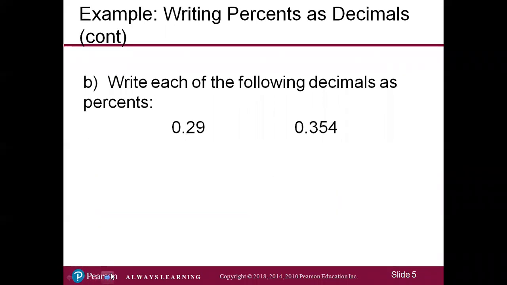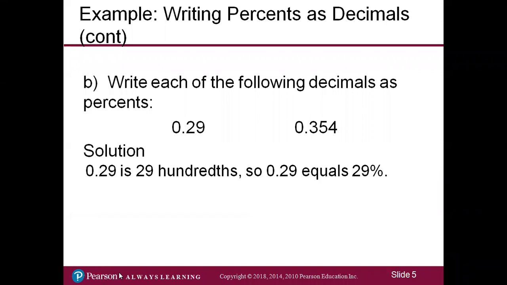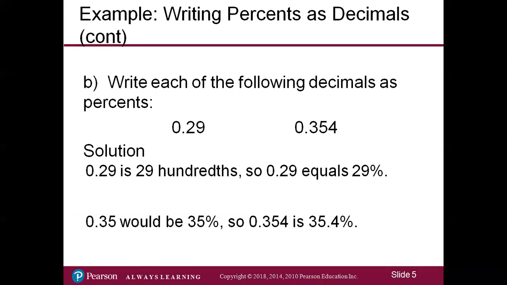Write each of the following decimals as percents, 0.29 and 0.354. Solution, 0.29 is 29 hundredths, so 0.29 equals 29%. 0.35 would be 35%, so 0.354 is 35.4%.